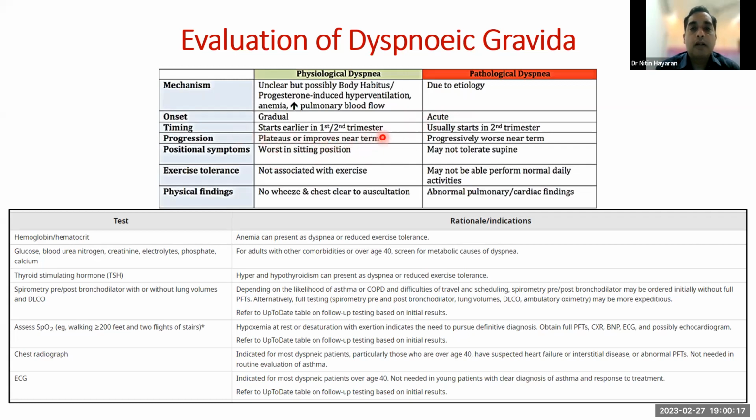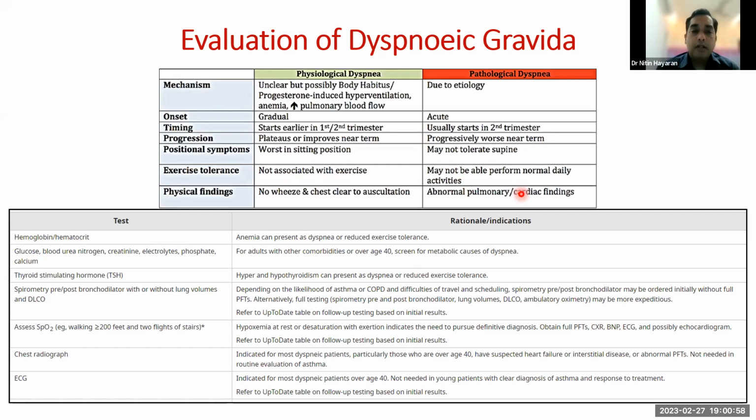Physiological dyspnea remains stable in progression, and pathological dyspnea usually worsens near term. Regarding positioning, physiological dyspnea is worst in the sitting position, and pathological dyspnea is worse in the supine position. Physiological dyspnea is not associated with exercise, while patients with pathological dyspnea may not be able to perform even normal daily activities. There are no physical findings in physiological dyspnea, and there are some findings that we need to evaluate to find the exact cause of pathological dyspnea.